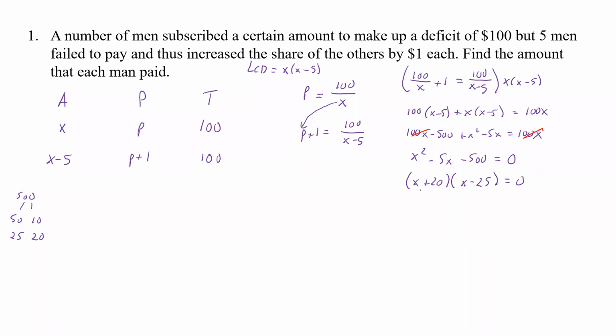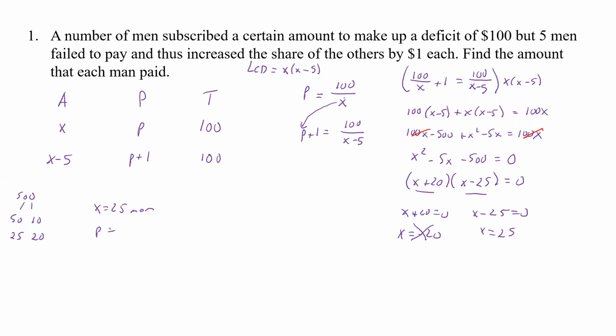And so now we set each of these terms equal to 0. X plus 20 equals 0, and x minus 25 equals 0. Now when we do that, we get x is equal to negative 20, and here we get x is equal to 25. Now the amount that each man paid, well, we need to know how many men paid, so they can't be negative. So we know 25 men paid, so X is 25 men, and they paid how much?